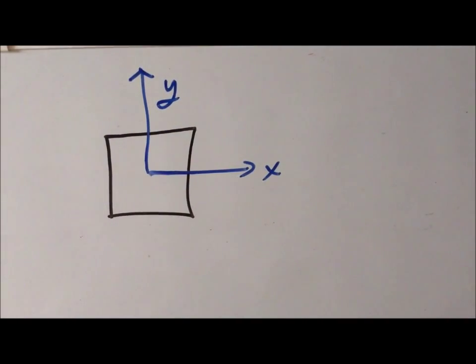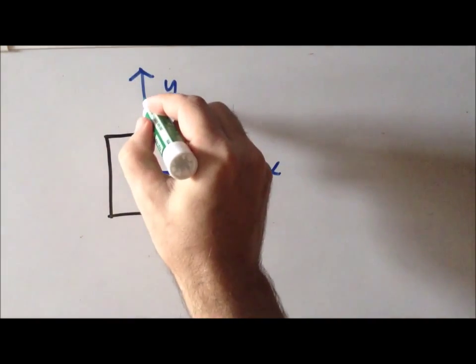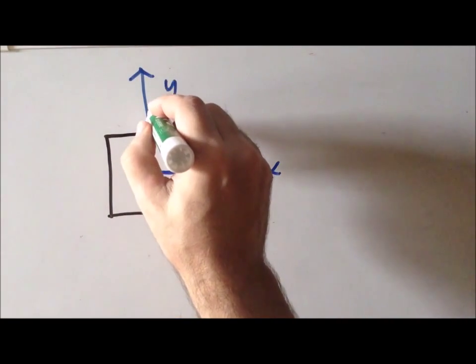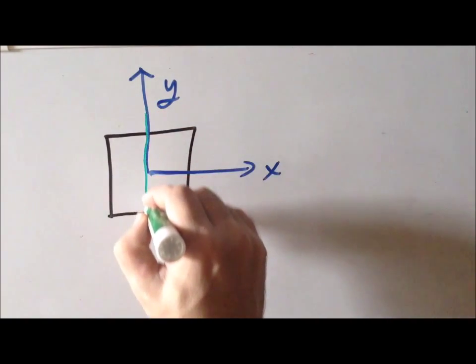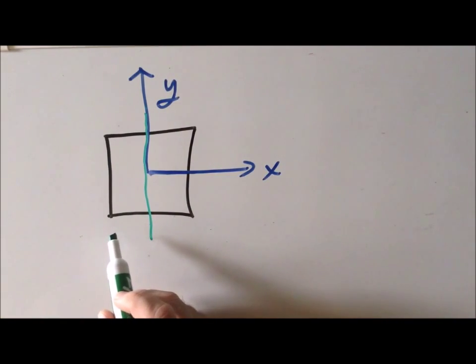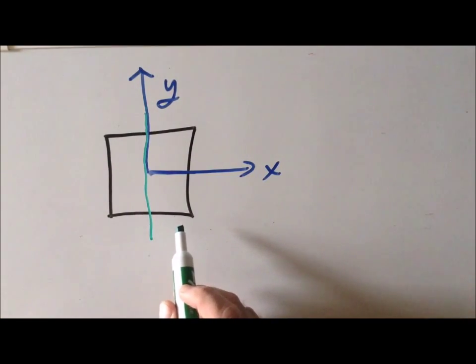Well, the first thing that we would notice is that we can draw a mirror plane along the y-axis. So this would be the YZ plane. I draw a YZ plane here, and I notice that it reflects the left-hand side of the square into the right-hand side of the square. So along this line, I would have a YZ mirror plane.